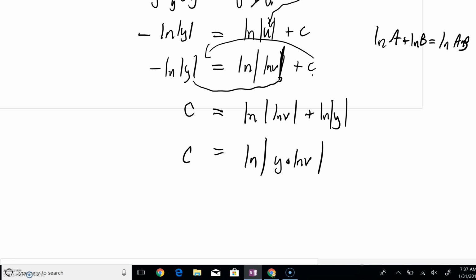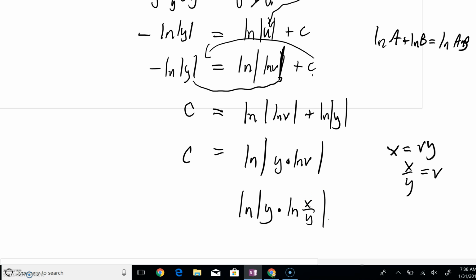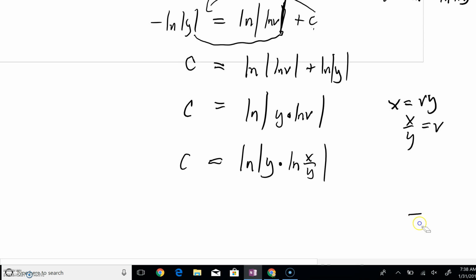Now, our original substitution was x was equal to vy. So that means that v itself would be x over y. So I'd have the ln, so here's y times the ln of x over y. So look at that. We've got a nice setup. We can exponentiate right now. As we exponentiate, e to the right side, e to the left side. E to a constant is another constant. We could just call that C2.